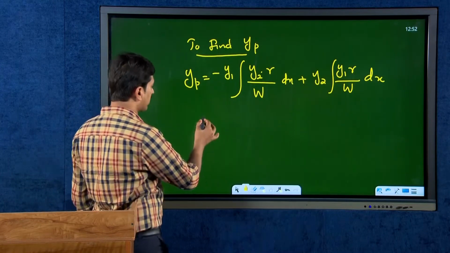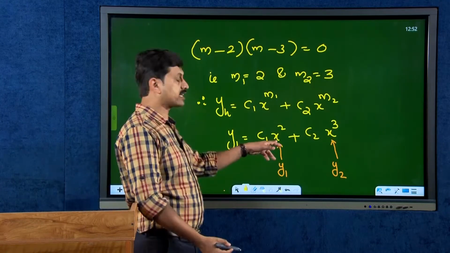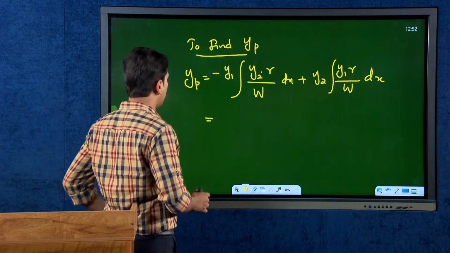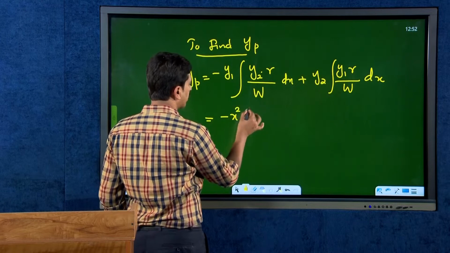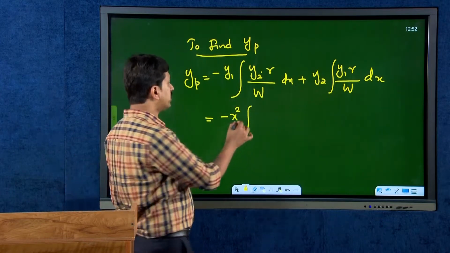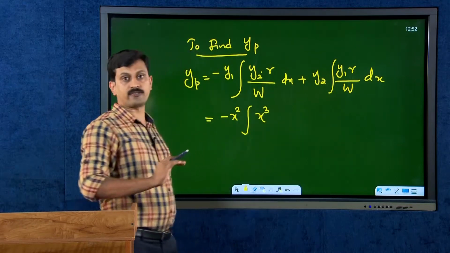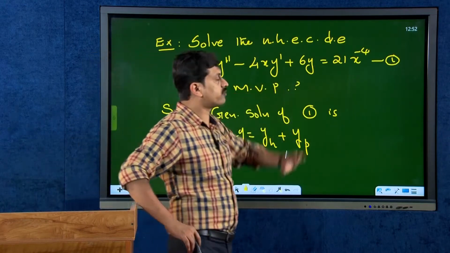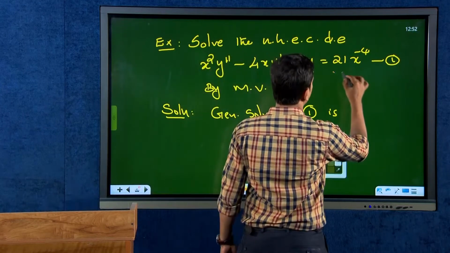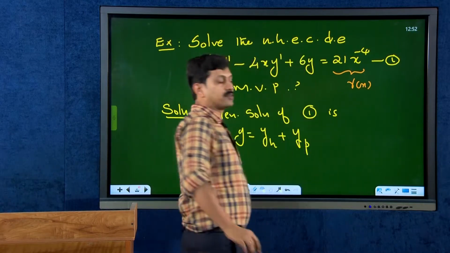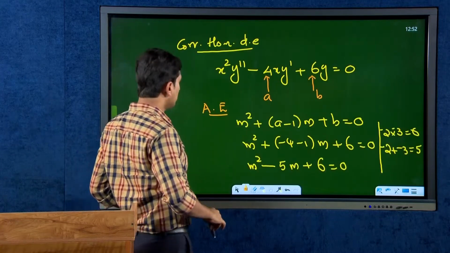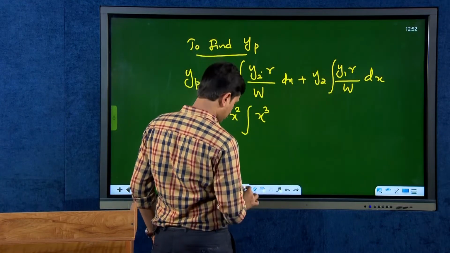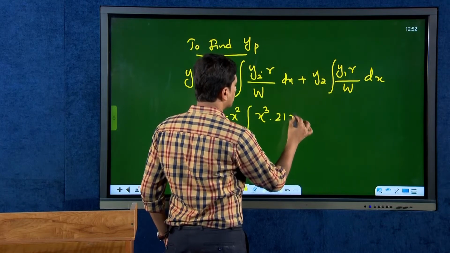So, dear students, here we will have minus y1, where y1 is actually x square and y2 is x cube. Therefore, this is equal to minus x square into the integral of y2, which is x cube, into r of x. We have r of x from our question, which is 21 x raised to minus 4.